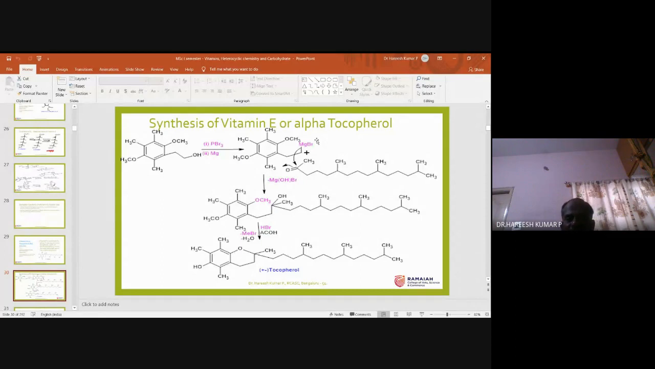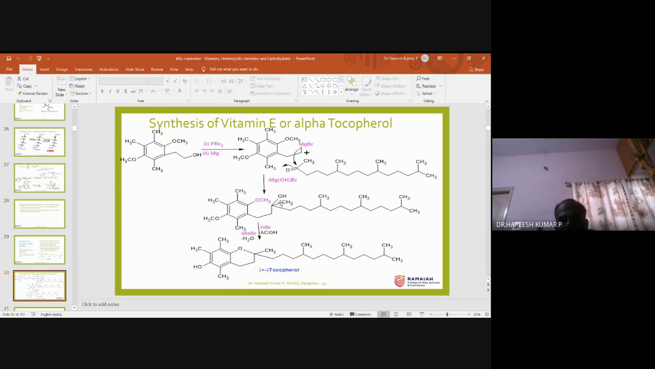So this organometallic compound, when treated with a long chain ketone, this is a long chain one and this is a ketone, the Grignard reagent selectively reacts at the carbonyl carbon, forming a hydroxy group. You know that Grignard reaction with ketones gives an alcohol, more particularly a tertiary alcohol. A tertiary alcohol is obtained.